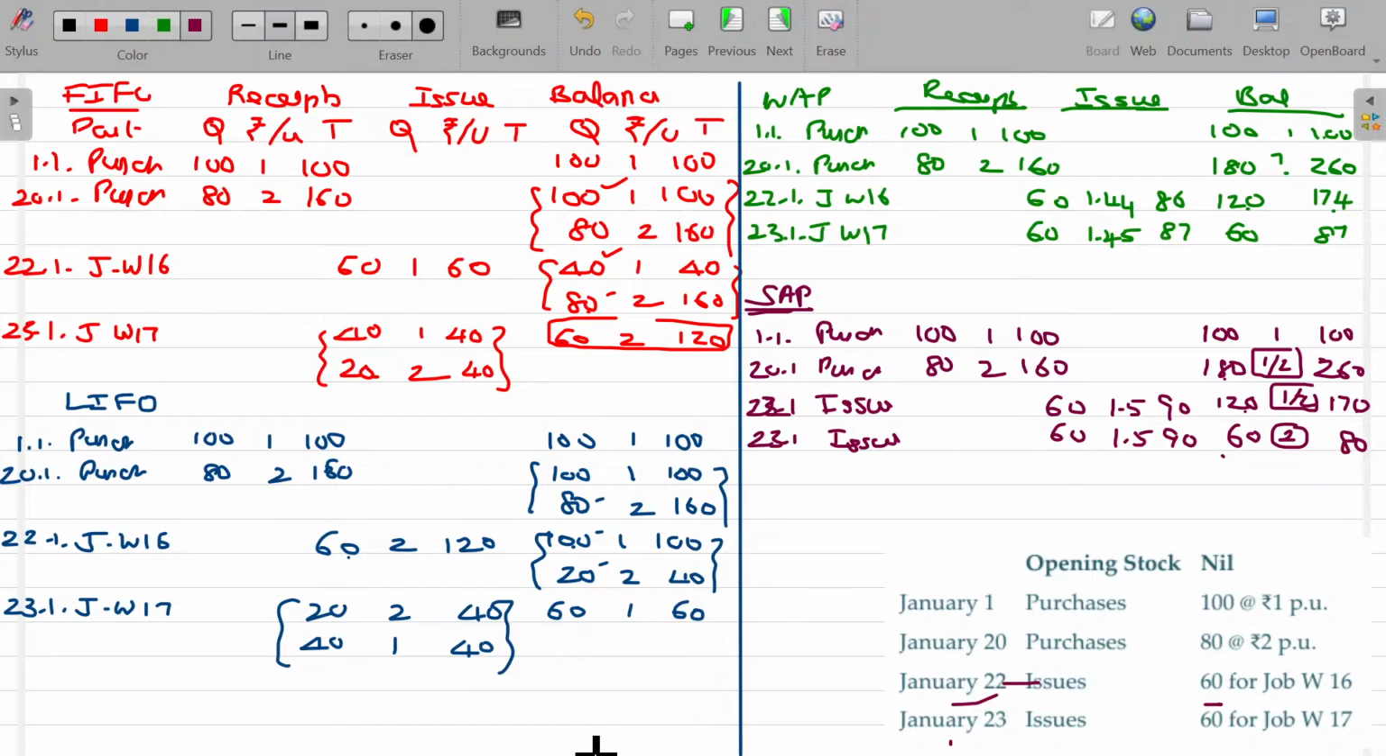So from this it is very clear, whatever the closing stock you have, now find out what are the different prices comprised in the closing stock. Those different prices added and take the average, that is called the simple average pricing method. Clear? Simple average pricing method.